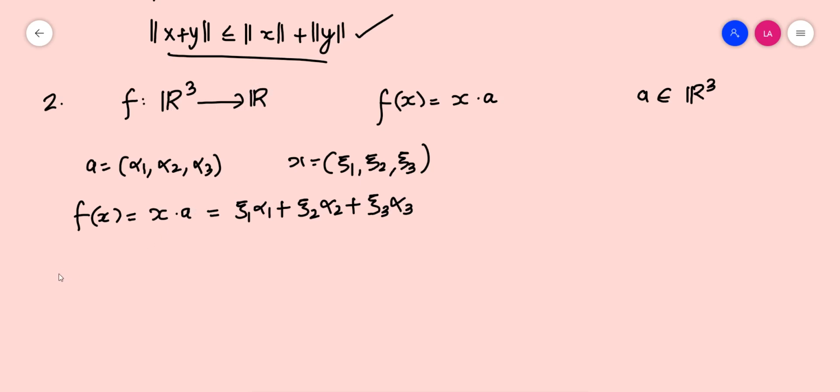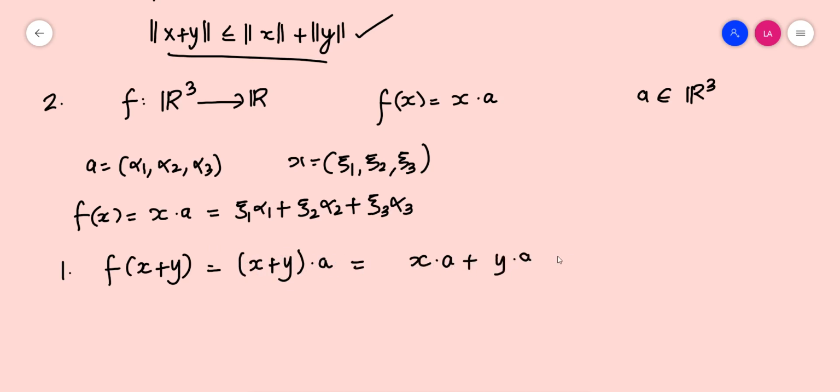For that, taking the first condition, f of x plus y should be, by definition, x plus y dot a. By the properties of dot product, this can be written as x dot a plus y dot a, which is equal to f of x plus f of y. So the first condition of linearity is satisfied.